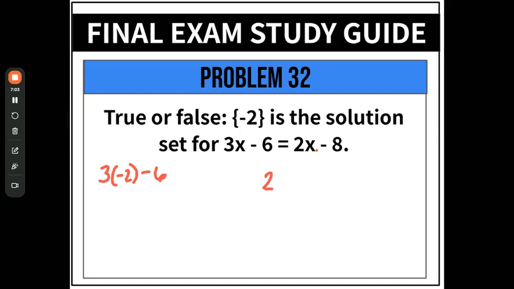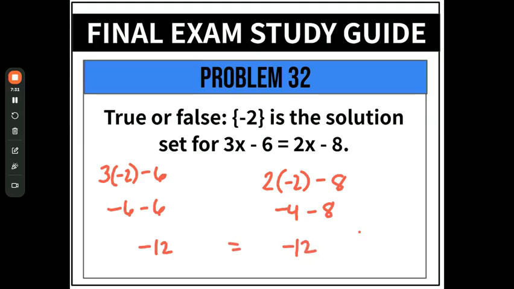And then I've got 2, instead of x, I'm going to put negative 2 minus 8. So order of operations says multiplication comes first. So 3 times negative 2 is going to be negative 6 minus 6. And that's going to give me negative 12 on this side. 2 times negative 2 is going to give me negative 4 minus 8. It's going to give me negative 12 on this side. And I see that they're both equal, so yes, true, that negative 2 is a solution for this set.